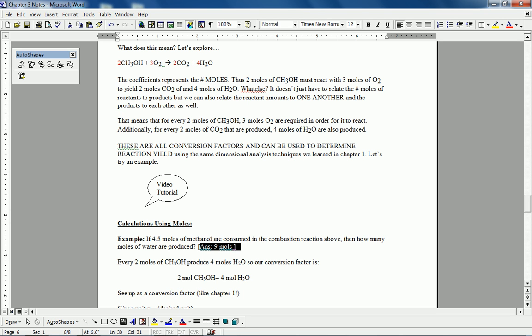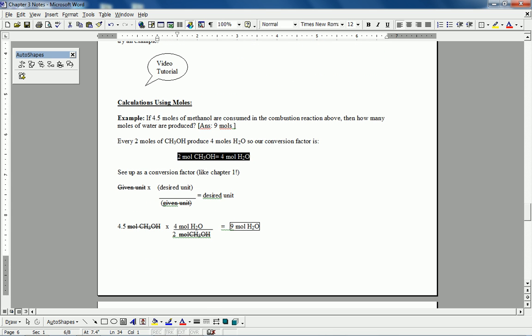But it's not always easy to do this in your head, so we should go ahead and solve this problem using dimensional analysis so that we can learn the proper technique and therefore be able to solve any problem, regardless of how simple or complex it is. So our conversion factor is 2 moles of methanol is equivalent to 4 moles of water. That being said, the given amount was 4.5, so 4.5 moles of methanol. Again, write the given unit. There's the given unit, multiplied by your conversion factor such that the given unit is there on the bottom and diagonal, so it will cross out, leaving you with the desired.